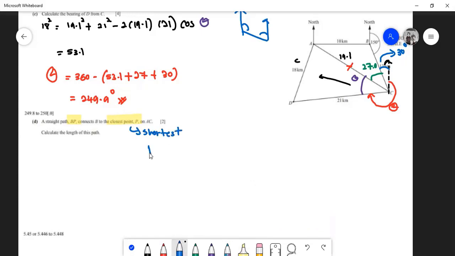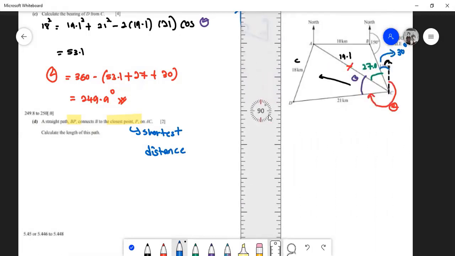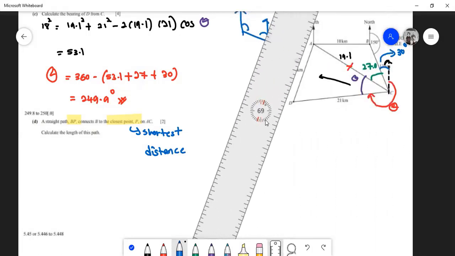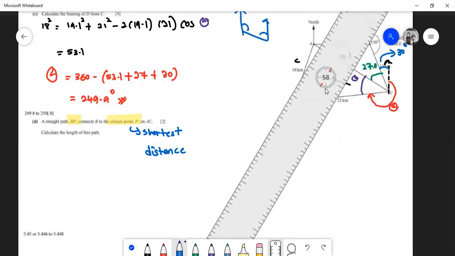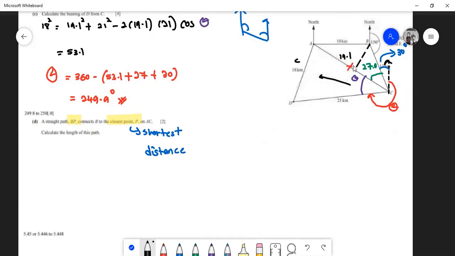So they are referring to the shortest distance. So remember, shortest distance means must be perpendicular to the point that we are looking at. So right now we are looking at point B. So I'm going to try my very best to draw a 90 degree. It might not look like one, but just accept it. So you can see my projection. How I know it's 90 degree? Because it's the shortest distance.